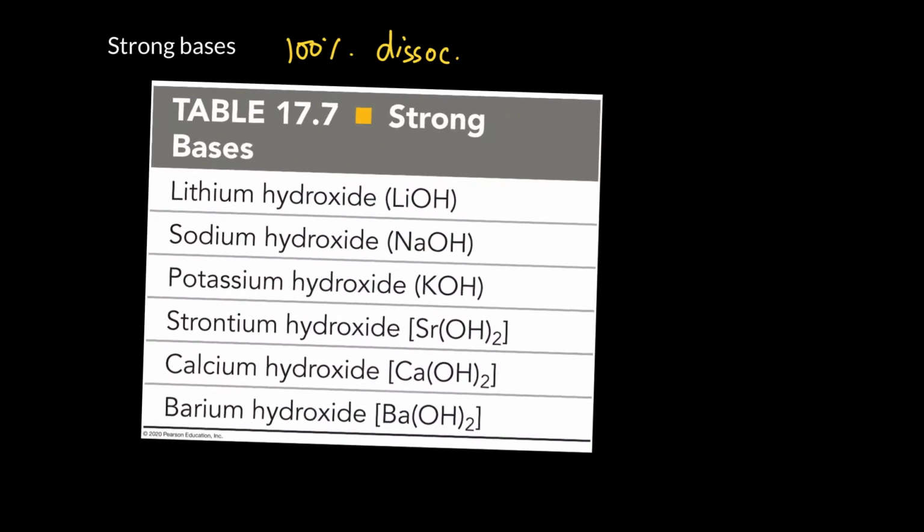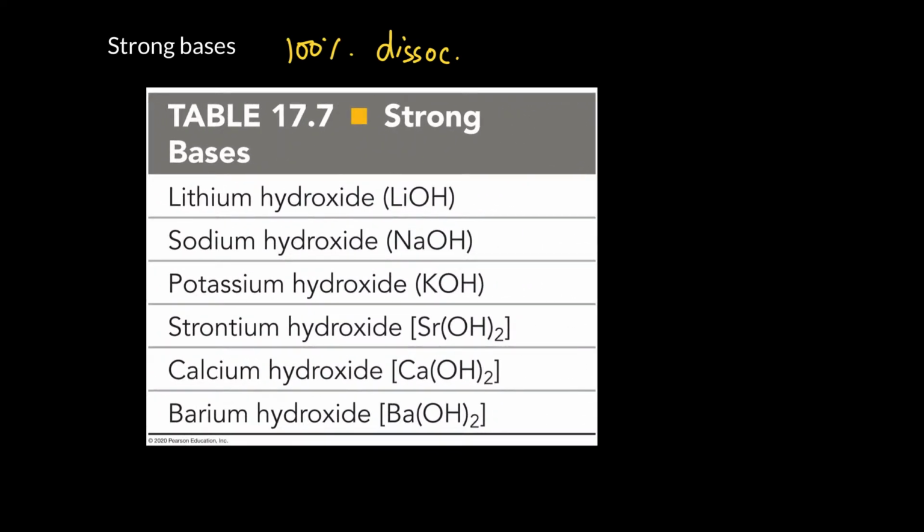So in this video, we're going to look at bases, and we're going to look at strong bases. And strong bases are things that undergo 100% ionization or 100% dissociation in water. There are 6 common bases that you need to know, and I'll just go ahead and show you the figure from the textbook here. So this is table 17.7, and if you look at these, you can see there's basically 2 different kinds of bases.